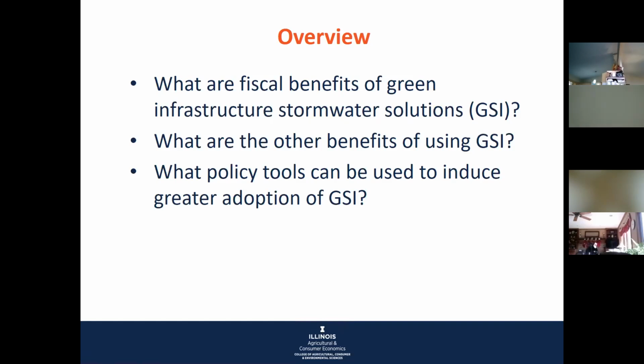I'm also going to talk about what we understand about the other benefits of using GSI. And then finally, what policy tools could be used to induce greater adoption of GSI. And I will say, I'm not going to talk a lot about gray infrastructure, not because that shouldn't continue to be part of cities' stormwater solutions, but just because we're already doing that. And so the big question is, how do we change things so that we do other things as well?